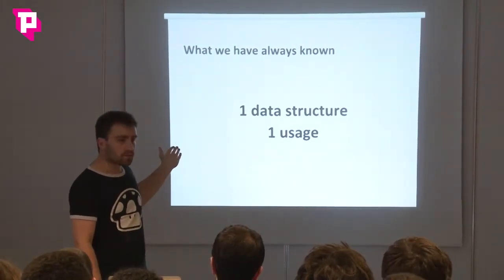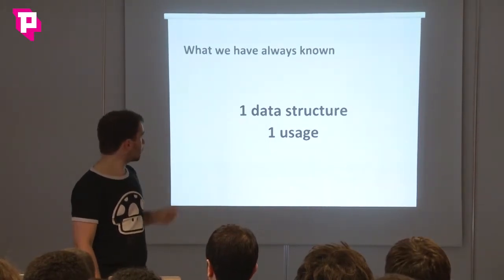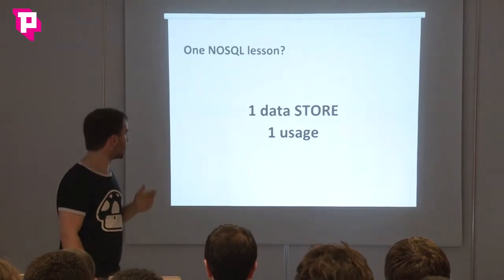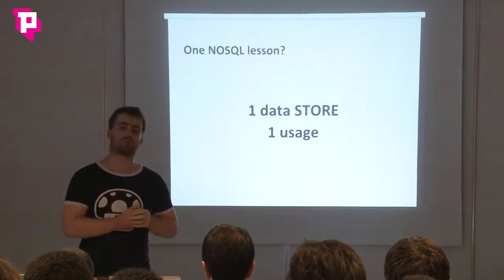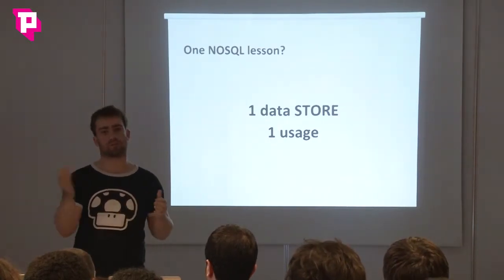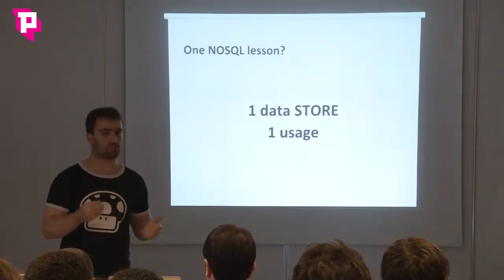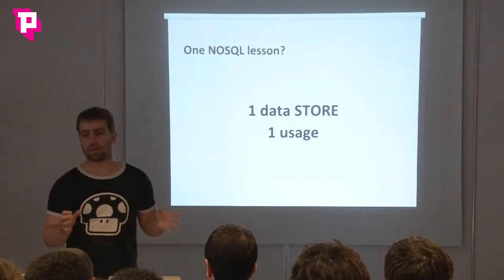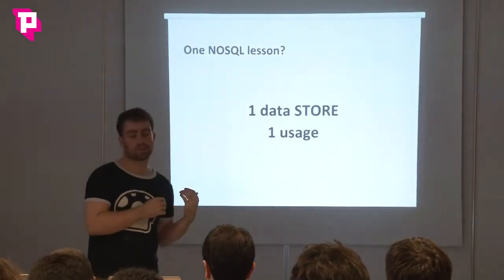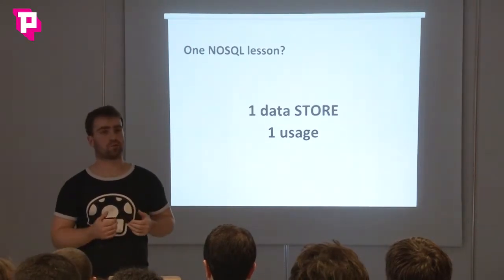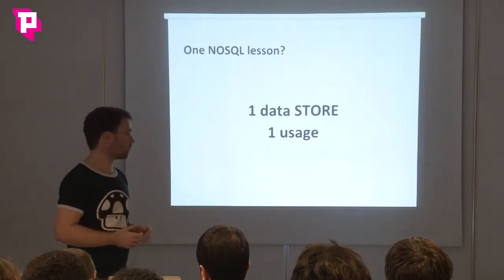That is not new, as I said. This is something we already know. And if you do a tiny analogy with NoSQL, what is the lesson of NoSQL? We've been used to relational databases since the 70s, and we just got the idea to put relational databases everywhere, and we paid the price. So for one data structure, one usage, we can apply the same idea to NoSQL: maybe one data store, or one database, for one usage.